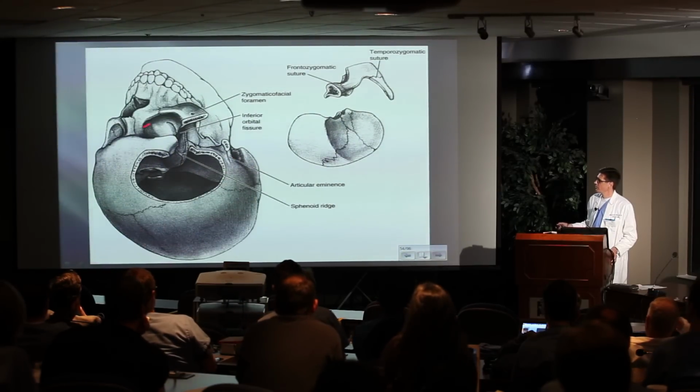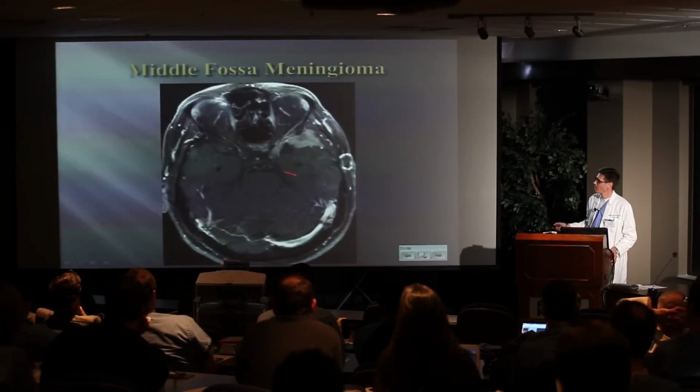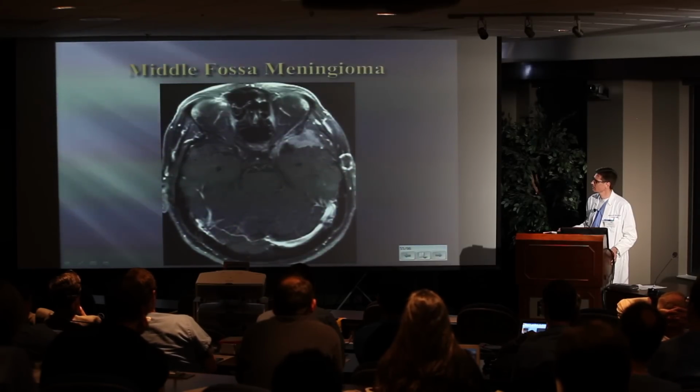You can just take off the body and arch of the zygoma and leave the orbital rim up here if you're primarily working in the front of the middle fossa.